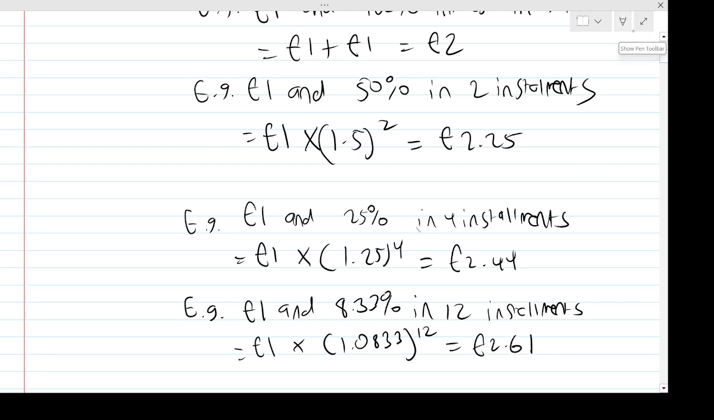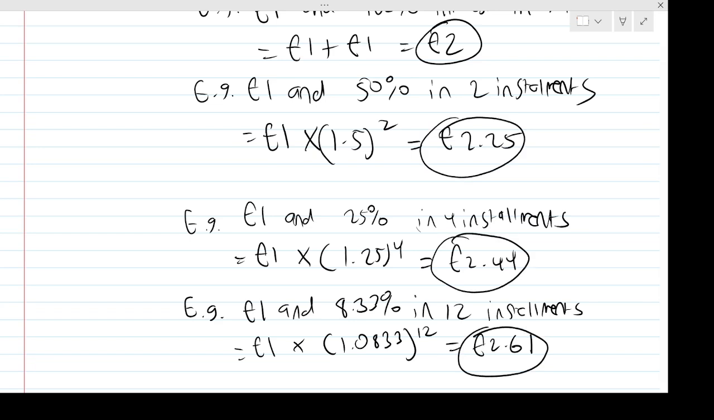So you can notice that I get more money if I split it into more installments. But what do you notice with these four numbers? They're going up. We start with £2 and we end up with £2.61 if we split it 12 times instead of doing it as a whole. But actually the increase is starting to go down.